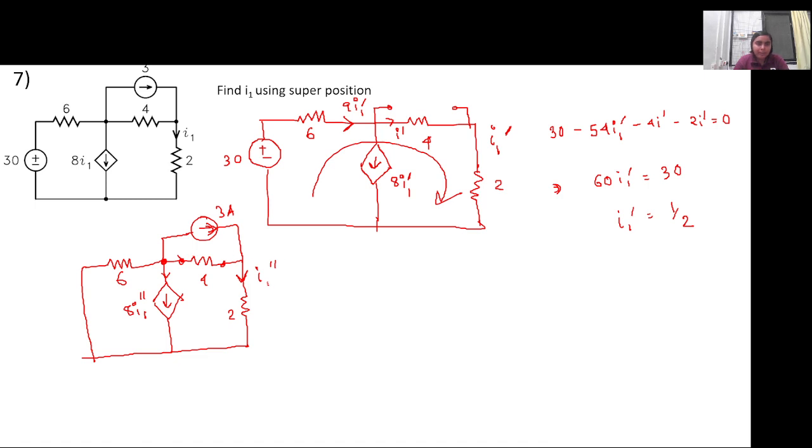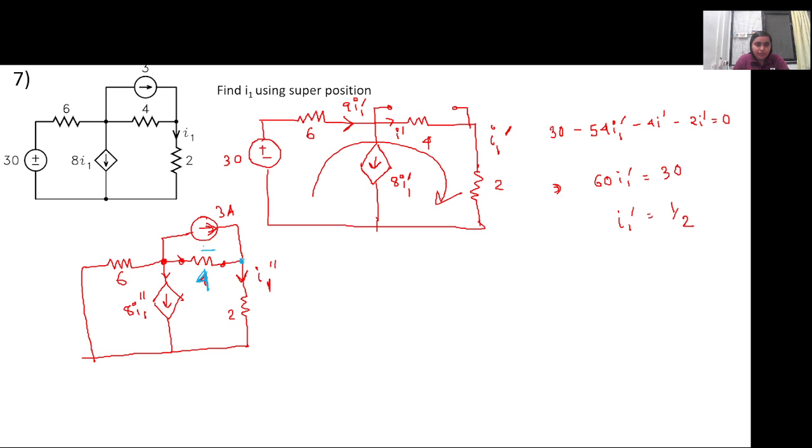Anyone? What will be the current that is flowing in this 4 ohm resistor now? It will be I1 double dash minus 3. The current that is flowing in this 4 ohm resistor, I1 double dash minus 3.